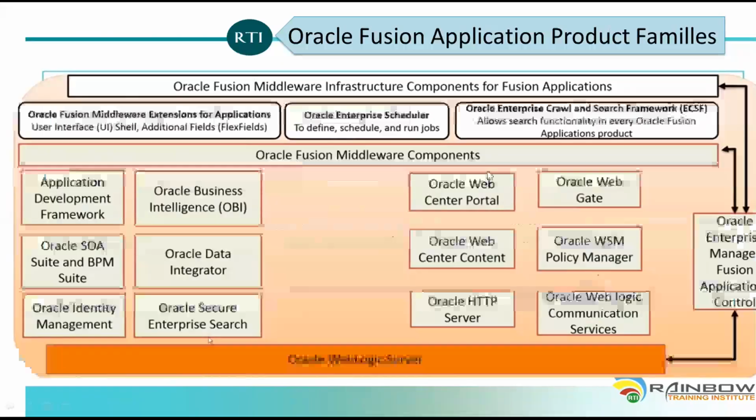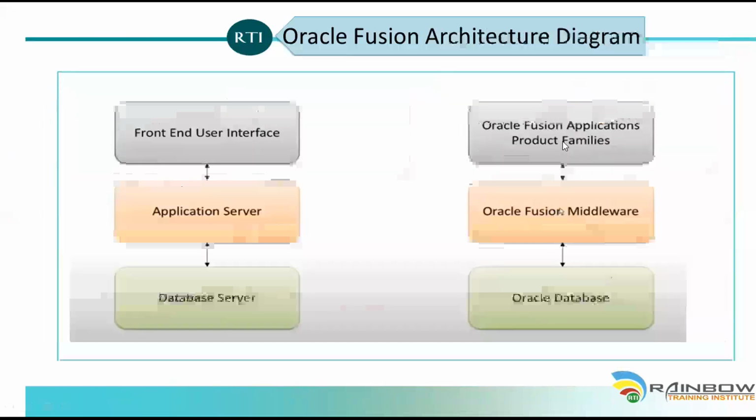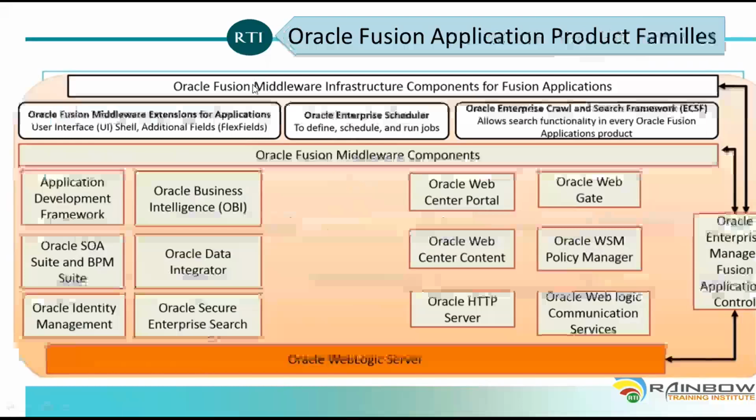So let us see what the middleware components are that we use for applications. Middleware is more on the technical part, but let's try to understand at least an overview. In Fusion middleware, it is basically divided into two parts. First one is the Oracle Fusion Middleware infrastructure component for Fusion Applications. Second one is the Oracle Fusion Middleware component.